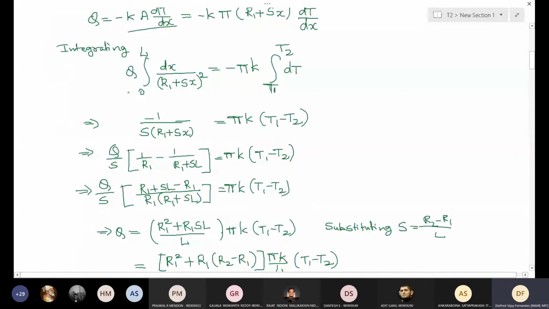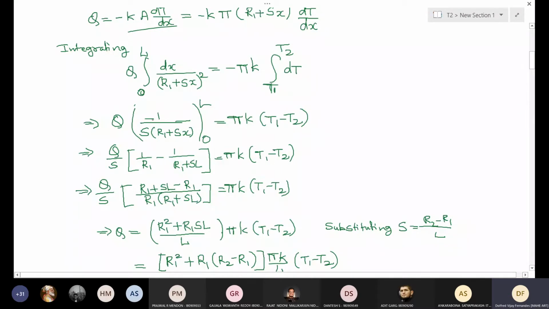You can apply the limits from the top of the cone, x equal to 0, to the base, x equal to L. Temperature changes from T1 to T2. So apply the temperature limits here and integrate from top to bottom. When you integrate this function, you will get this, with q missing here, q into the integral. Apply the limits from 0 to L, and then you simplify the left hand side.